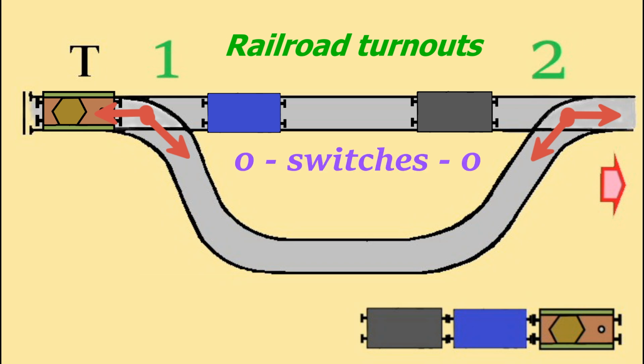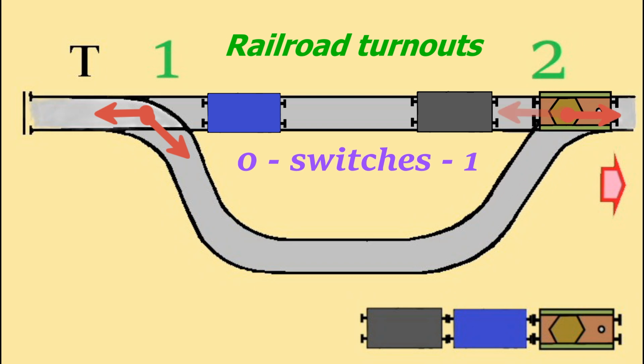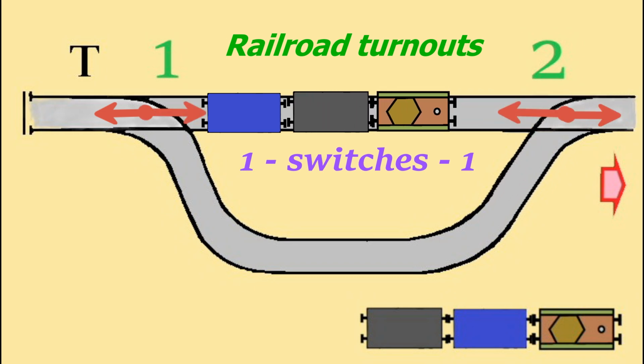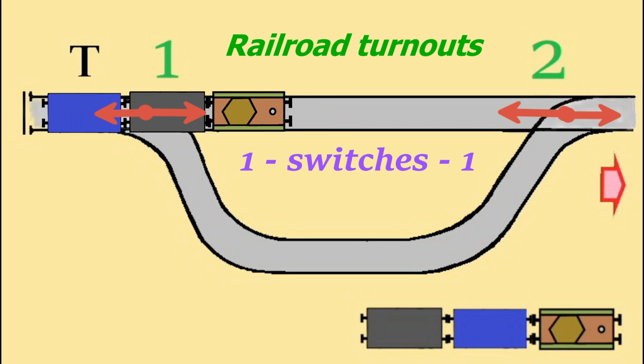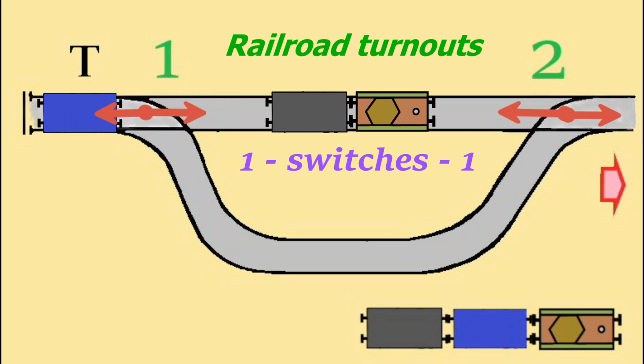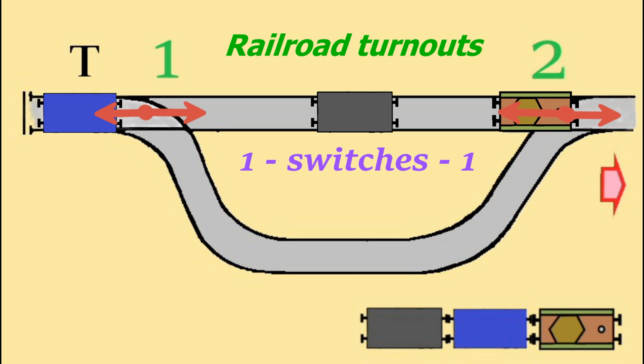The locomotive leaves the dead end and moves beyond switch number 2. It reverses and shunts the blue car into the dead end. After uncoupling it, the locomotive leaves the gray carriage on the first track and proceeds onto the main track.